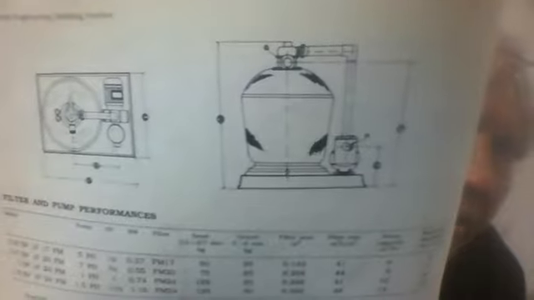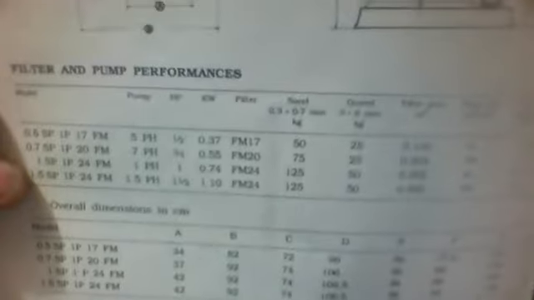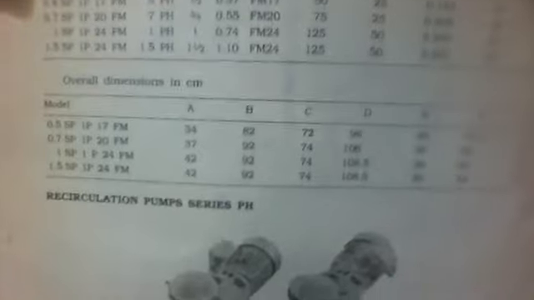Now this is filter and pump performances and the recirculation pump series. These are sections, and these are the filter pumps, the installed ones. This is the plan of this pump, and this is your elevation section. The filter and pump performances are indicated here, and it's no use reading them all out, since they are from the catalog. You can also get the catalog, and these are the recirculating pump series.